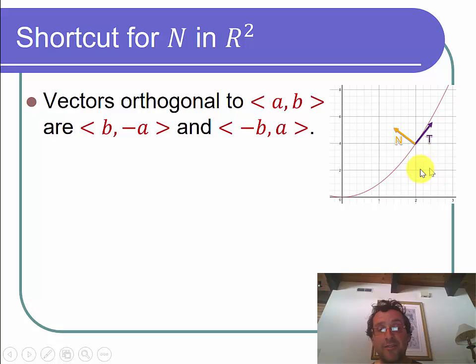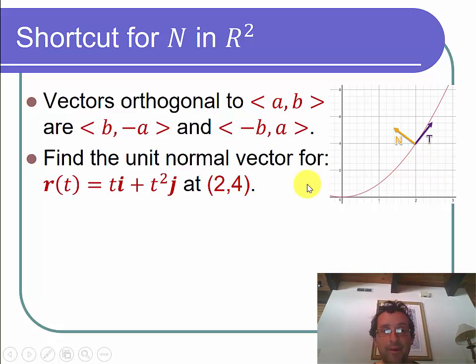So let's look at this example. And the example is, find the unit normal vector for r of t equals ti plus t squared j at point 2, 4. And this is the picture of that. You may remember that if you have x of t is t and y of t is t squared, then that tells you that y equals x squared is a curve, and you better know how to graph y equals x squared. That's just a parabola. So this is the picture.